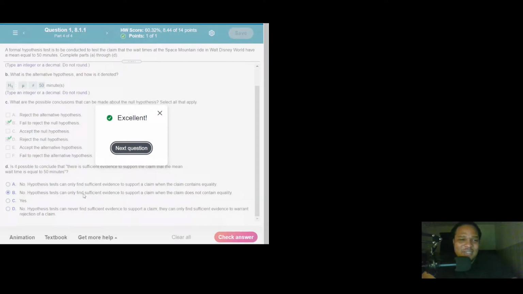Hypothesis tests can only find sufficient evidence to support a claim that the claim does not contain. I believe this is 100% true. Make the most sense out of it if you can; try to wrap your head around it. I'm more of a mathematics person, but as we get further in, you're going to get more of an understanding of it.